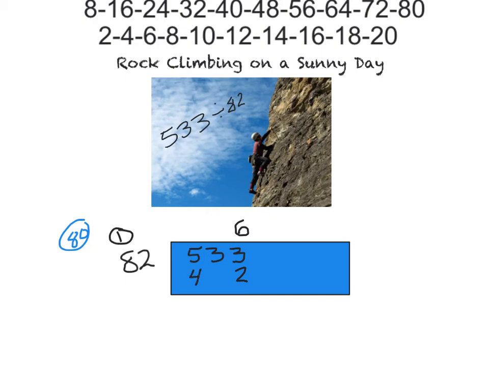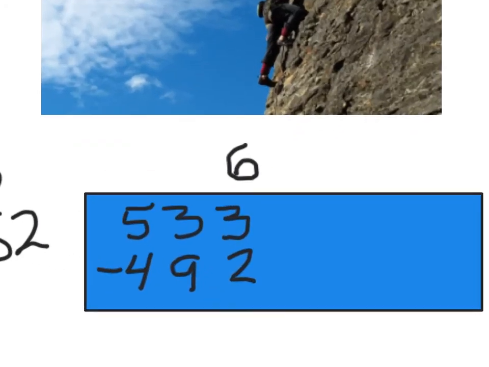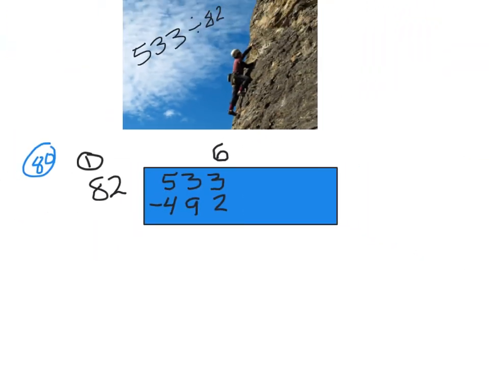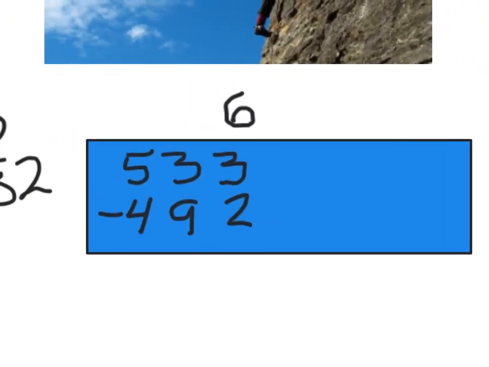So I drop my 49 right there, and then I'm ready to subtract. Now before I subtract, I always look for any trouble coming. I've got no trouble here because I can do 3 minus 2. I do have trouble here because I can't do 3 minus 9. So I'm going to borrow from this 5 right here, and borrow a group of 10, or trade it in for a group of 10. So this turns into 13 now. And now I am ready to subtract.